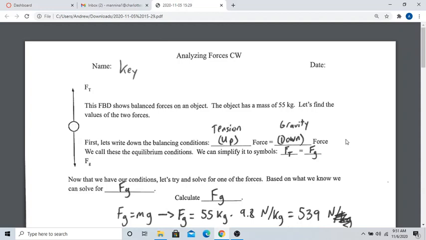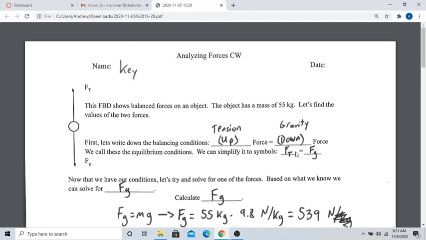Now, in this case, our up force is our tension force and our down force is our gravitational force. So we replace that. Instead of saying up force equals down force, we simplify it and say tension force equals gravitational force. Again, all we're doing is acknowledging that these forces are balanced, which means that the up and the down forces have to be equal to each other. All right. Now, we've got our conditions.